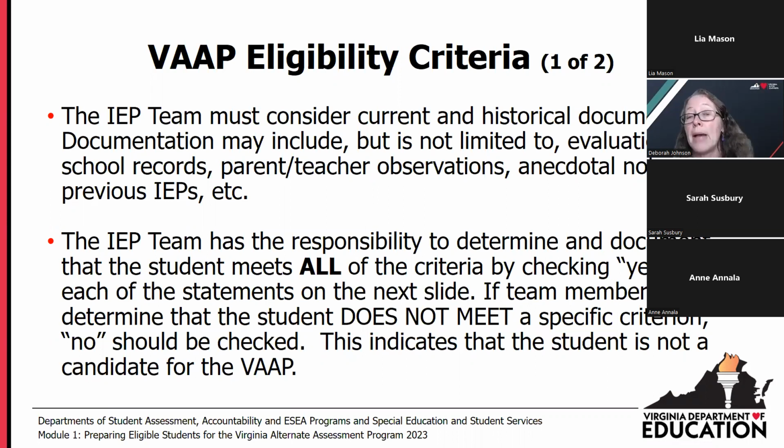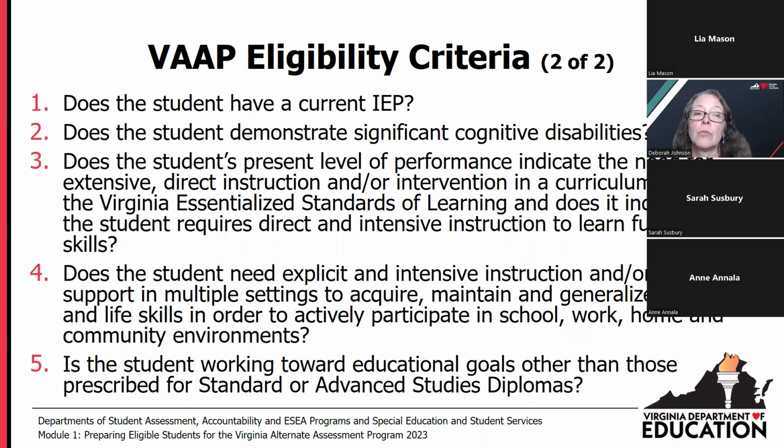The IEP team has the responsibility to determine and document that the student meets all of the criteria by checking yes for each of the statements on the next slide. If team members determine that the student does not meet a specific criterion, in other words, they answer no, this indicates that the student is not a candidate for the Virginia Alternate Assessment Program. So let's take a look at the criteria. These are the actual five questions that are on the criteria sheet.